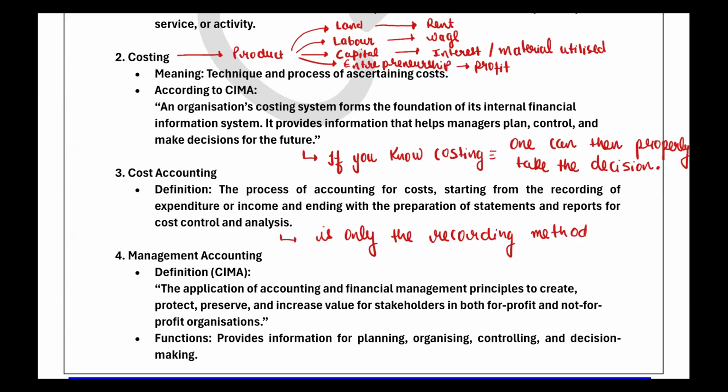Now basically in accounting you will record cost related things, right? The definition we will see: the process of accounting for cost, starting from recording of expenditure or income, whatever expenditure or income you are having, and ending up with the preparation of statements and reports for cost control and analysis. Once you record it, you will end up with the preparation of statements and reports for cost control and analysis. I hope this cost accounting definition is very much clear to everyone, right?